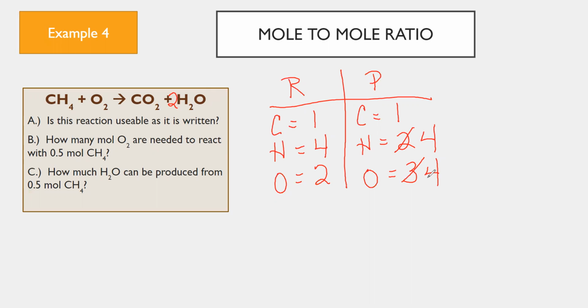All right, and how are we going to fix the oxygen? Well, that's pretty easy because it's an elemental on this side. We just have to change that into a 4. So you put a 2 in front of it. 2 times 2 is 4, and now it's balanced. Okay, so no, it was not usable as it was written. We had to put some new coefficients in.